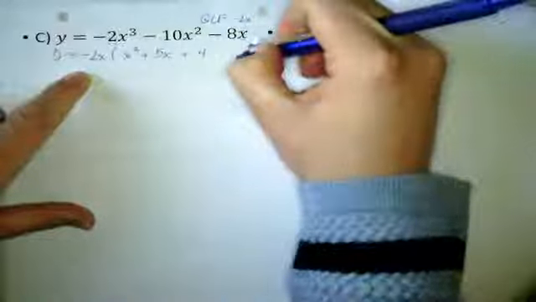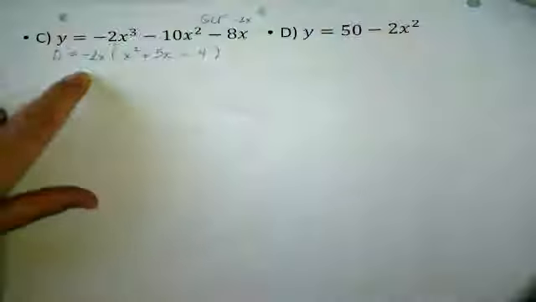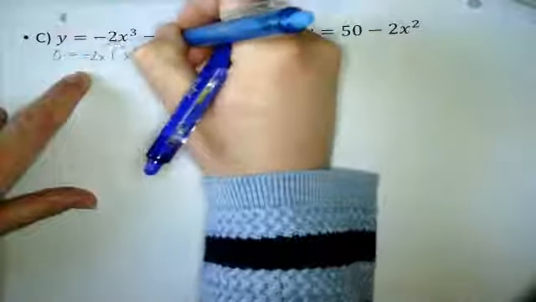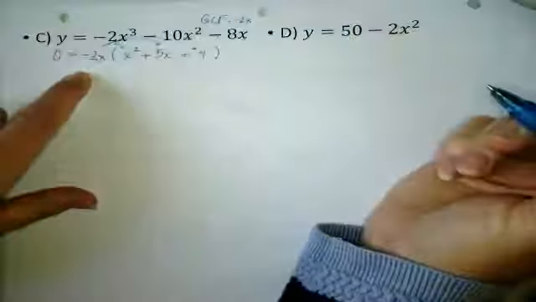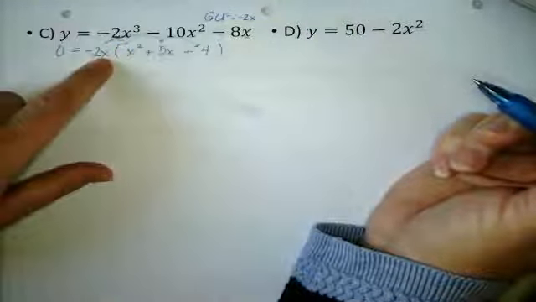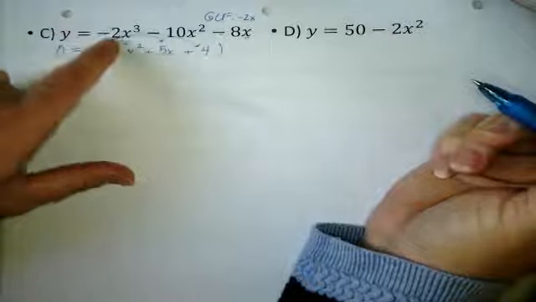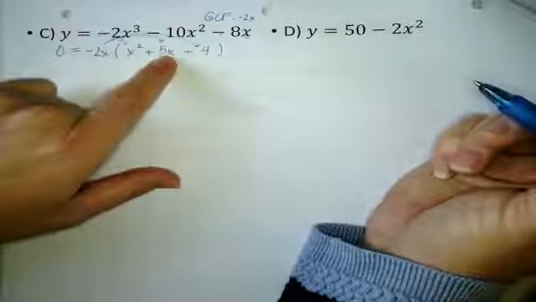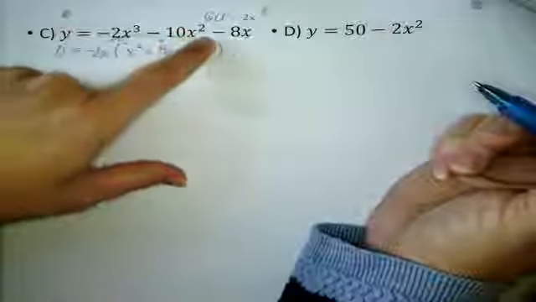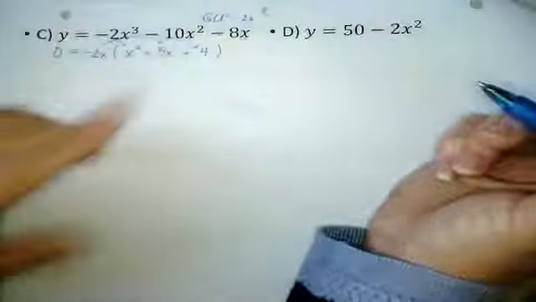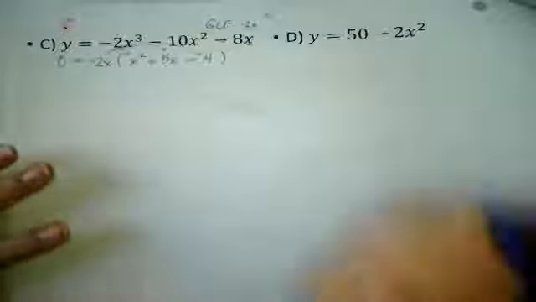How do you know if you did that right? Really important. Well, we just unmultiplied. So if you were questioning yourself, you could always just distribute it back and make sure you get back to where you started. So negative 2x times x squared gives me negative 2x cubed. Negative 2x times 5x gives me negative 10x squared. Negative 2x times 4 is negative 8x. So you can always redistribute.